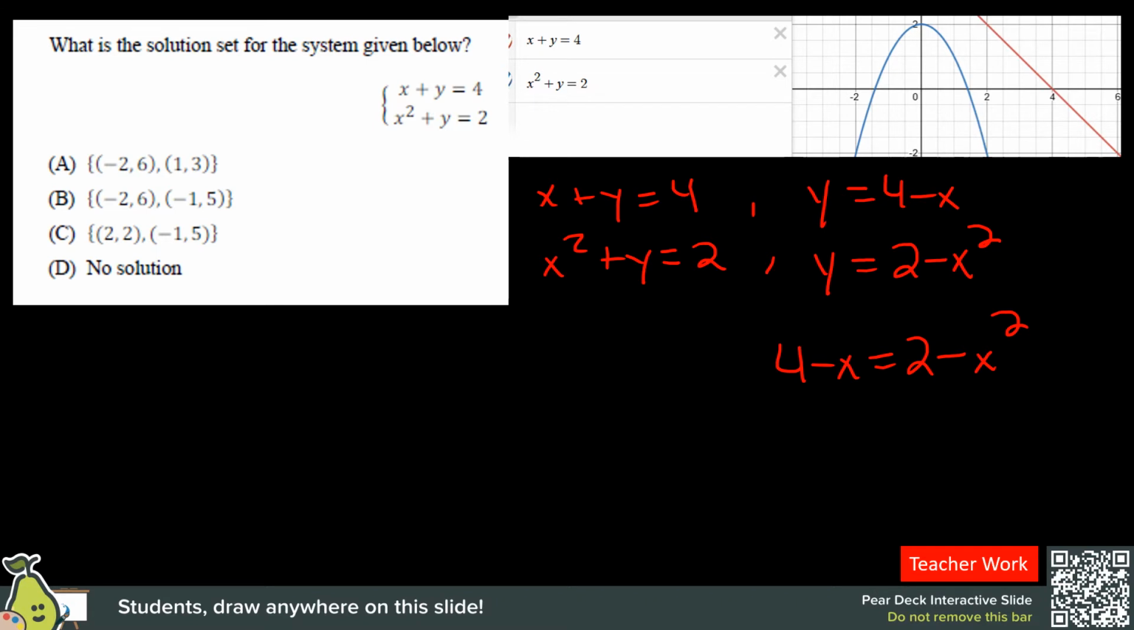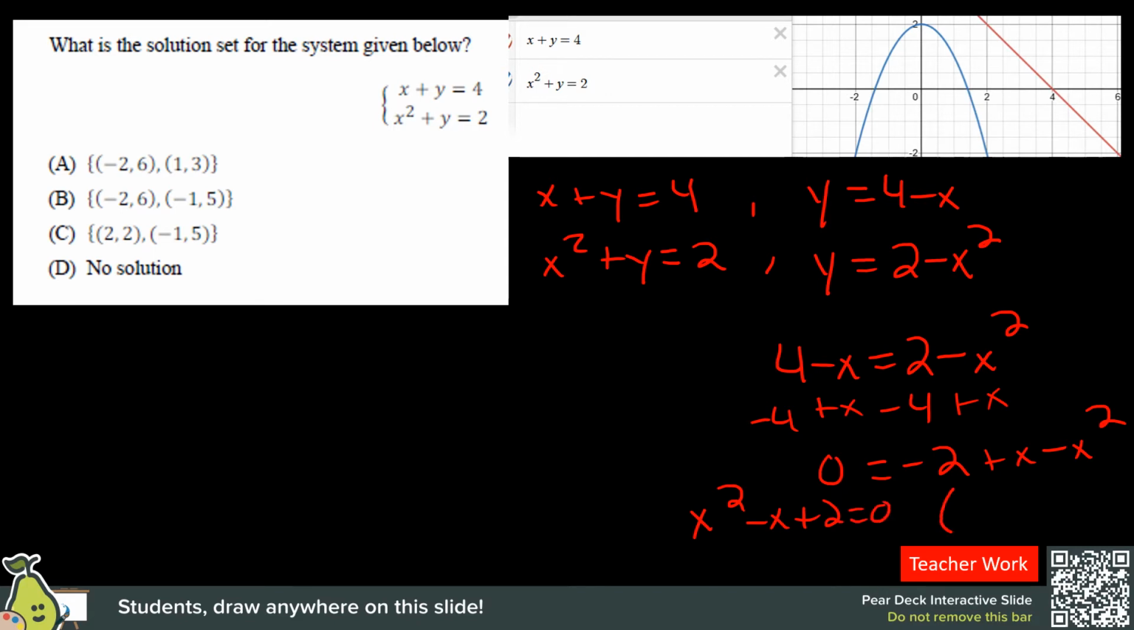And then we can isolate our x values, so we can add x to both sides, right? And then subtract 4 from both sides. So we get 0 equals negative 2 plus x minus x squared. Okay, and then what I'm going to do is I'm going to kick everything to the other side. X squared minus x plus 2 equals 0.